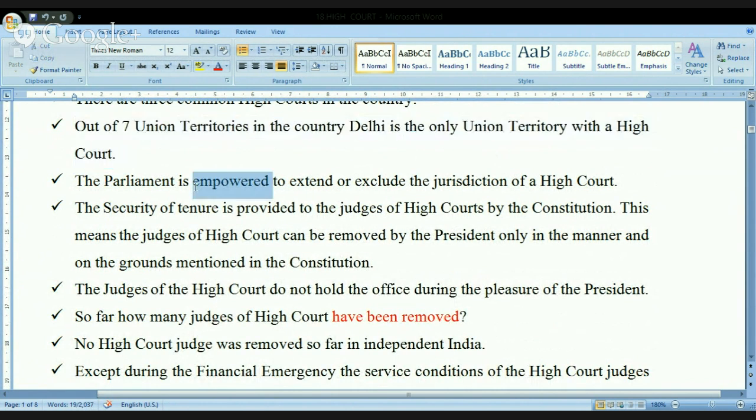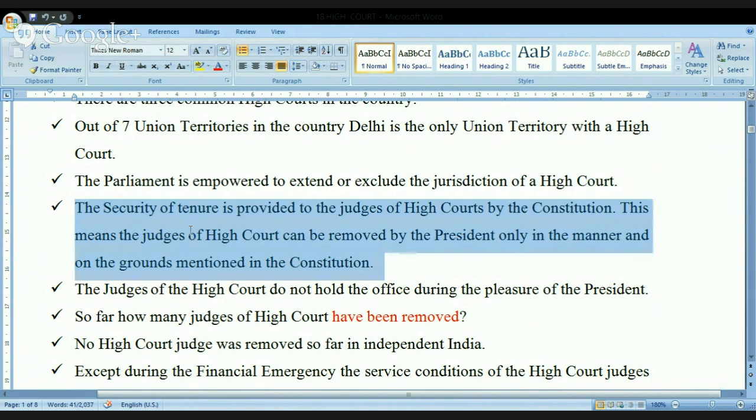And the Parliament is empowered to extend or exclude the jurisdiction of a High Court. So this is a most possible question in any examination. Every High Court has got its own jurisdiction. But what is the jurisdiction of that High Court? That will be decided by the Parliament from time to time. That's the reason why you can either extend the jurisdiction of a High Court or exclude the jurisdiction of the High Court. Everything will be decided by the Parliament through law.